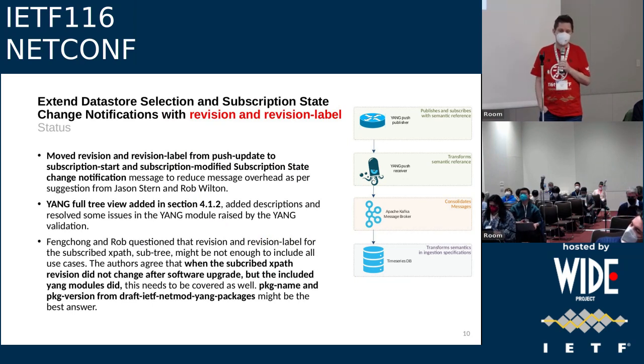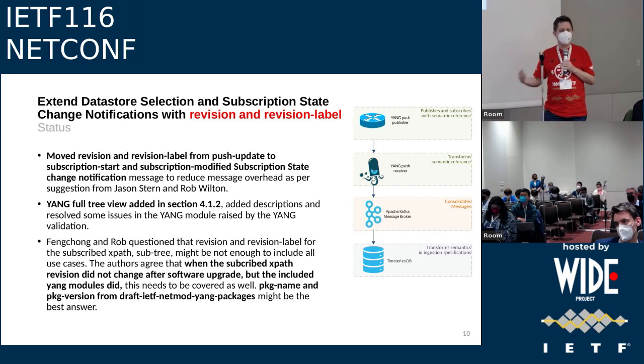So we did some modifications on the draft document. Based on Jason and Rob's feedback, we moved the revision and revision label from the push update to the subscription started and subscription modified subscription state change notification, so that we can reduce the overhead in the messages. We added the YANG full tree view in section 4.1.2. And we have one open item, feedback from Feng Zhong and from Rob regarding when we subscribe to a specific XPath and the revision, that YANG module can have other YANG models augmenting it. And when a software upgrade occurs on the network node, the revision of these augmented YANG models could change, and how we are addressing this with this draft.